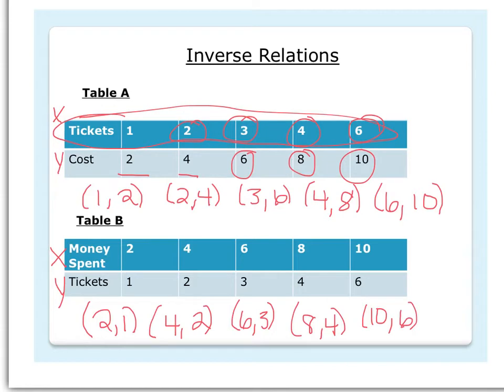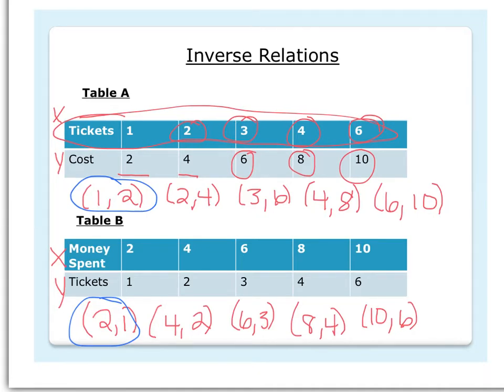And table B is the inverse of table A, because you notice that if you compare this ordered pair here with this ordered pair here, all we've done is reverse or interchange the X and Y coordinates. And that's what makes up an inverse relation. An inverse relation is when you take the ordered pairs in one relation, and you interchange or switch the X and Y coordinates, or you flip-flop them. Then table B represents the inverse relation of that first relation given in table A.